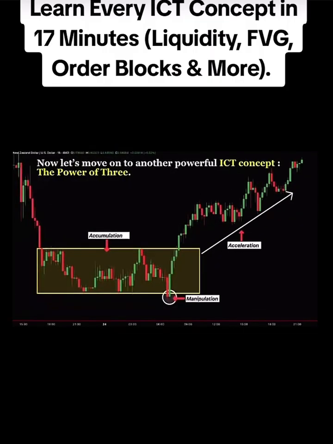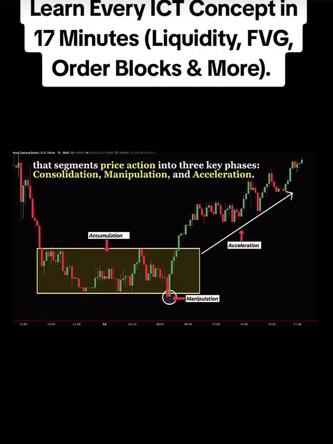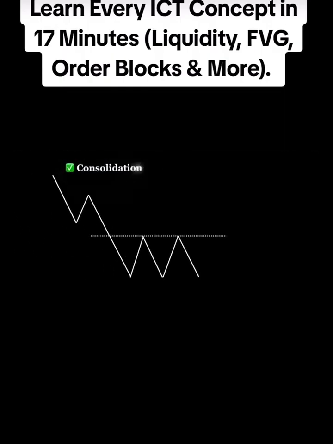Now let's move on to another powerful ICT concept, the power of 3. The power of 3 is a smart money trading pattern that segments price action into 3 key phases: consolidation, manipulation, and acceleration. Let's start with the first phase, consolidation.